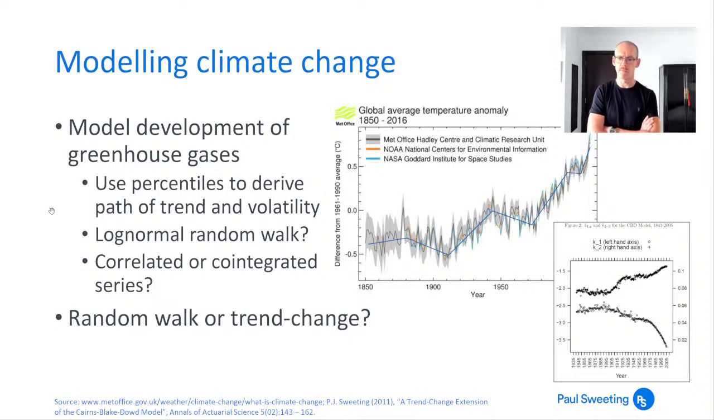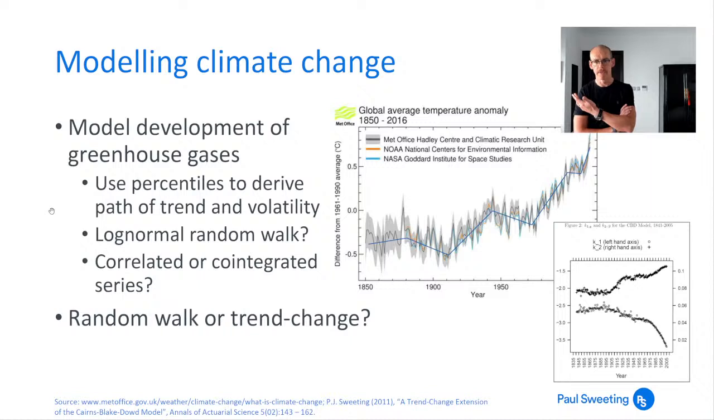Also, random walk or trend change. When I saw this temperature chart here, the temperature anomaly, it reminded me of some work I did a while back on the change in the parameters for a particular mortality model. It had always been modelled as a random walk. And I said, well, I don't really think it looks like a random walk. It looks more like everything follows a trend. You get some noise around the trend, and then the trend changes. And that approach works quite well for the fitting of mortality.